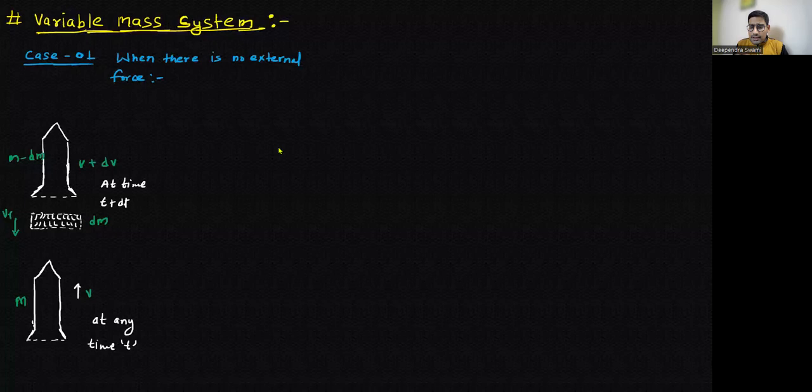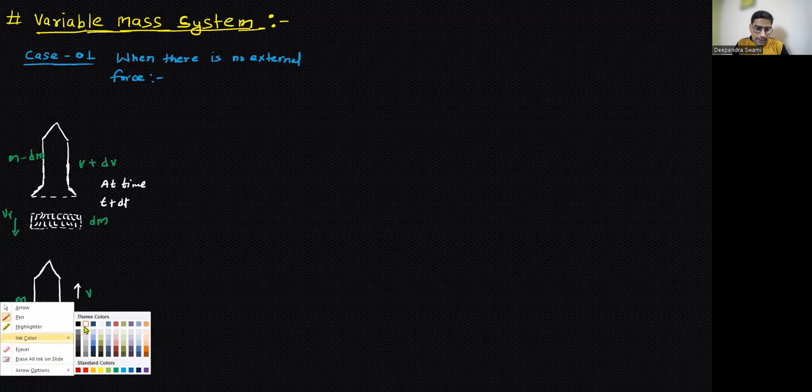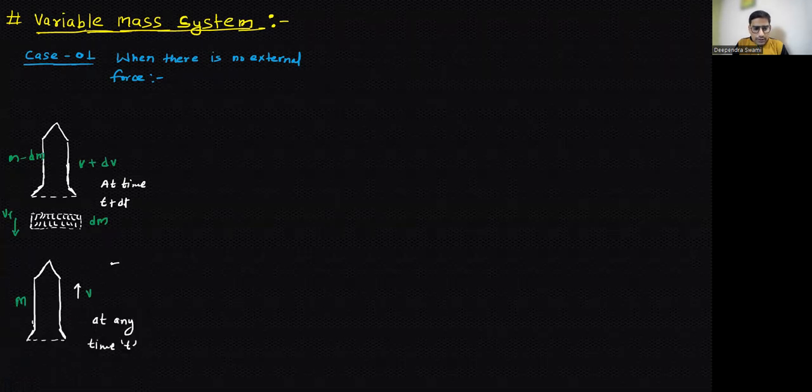We are taking a rocket, and we are assuming that this rocket is moving in space and there is no external force. All the external forces on the rocket are zero, right? And we are now going to calculate how much the velocity will be at what time.